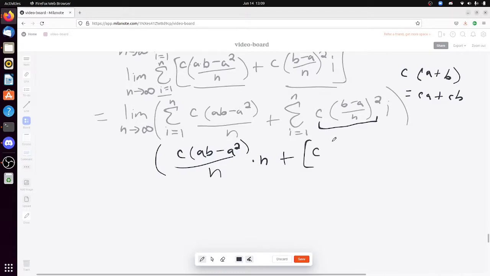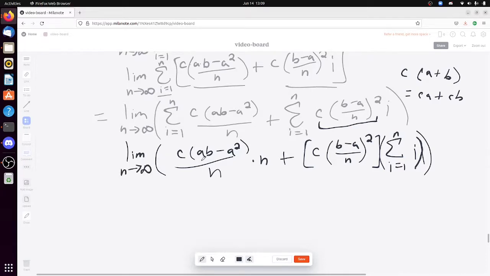So c times b minus a over n squared. So that whole thing is a constant that we pulled out of the summation, and we just have the summation of i. So the only term that we need to solve now is this summation of i. If we can solve that, then we can basically get rid of the summations and get on with our lives. So how would we do that? What is the sum of i from 1 to n?